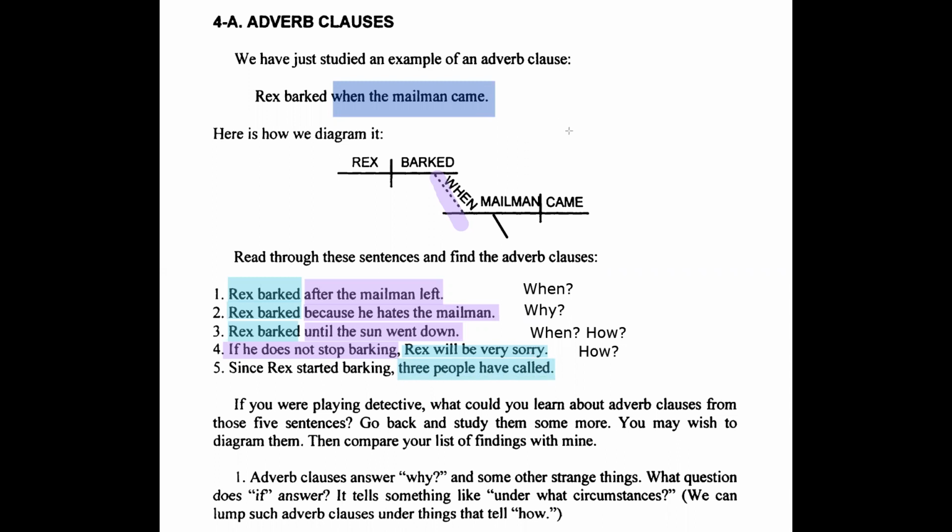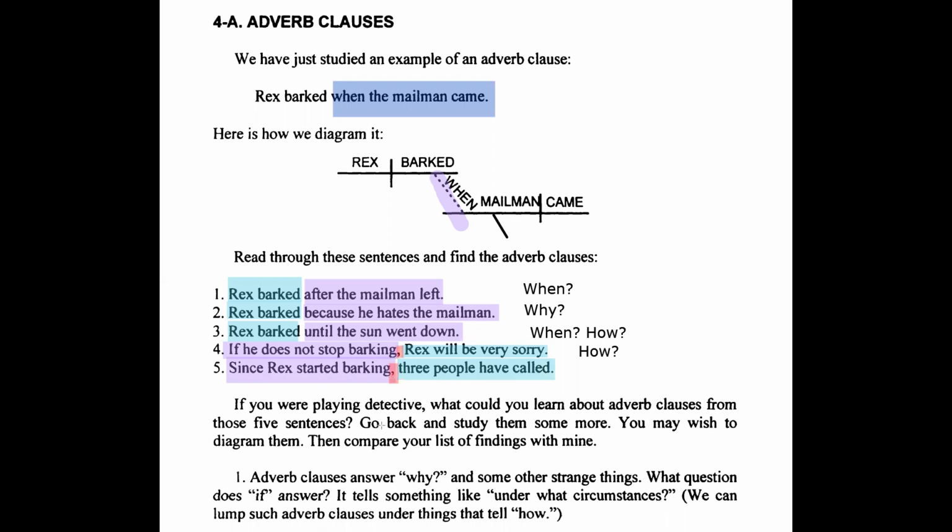But look at since Rex started barking. Is that a complete sentence? Since Rex started barking? No. You're waiting. Since Rex started barking, what? So that's our dependent clause. Notice that both 4 and 5 begin with dependent clauses. And what comes after the dependent clause when it begins a sentence? This is very important. The comma.